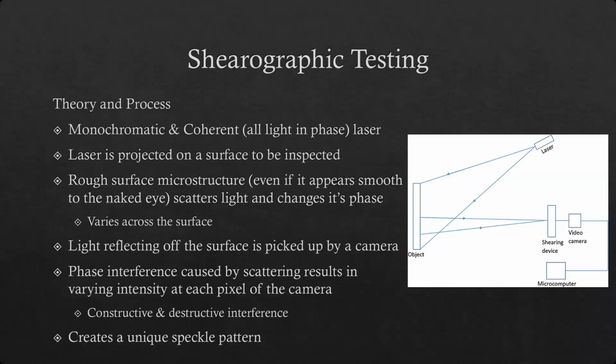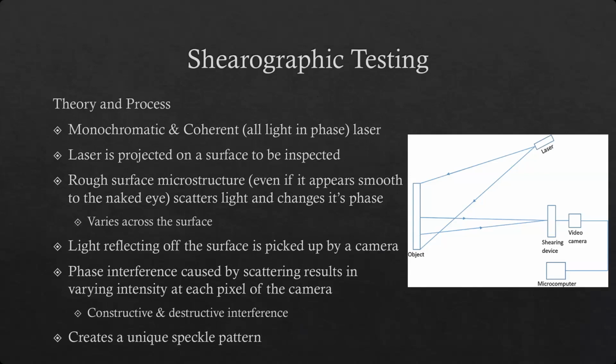So again, we use a laser so that we have coherent light, all the light in a single phase. It's also monochromatic. It's a single wavelength of light. Okay. The laser is projected on the surface. So now instead of splitting the beam, the laser is projected directly on the object that we're looking at. But that laser is going to have a speckle pattern to it. And now when that light hits the surface, it's going to change its phase and intensity across the surface in different areas.